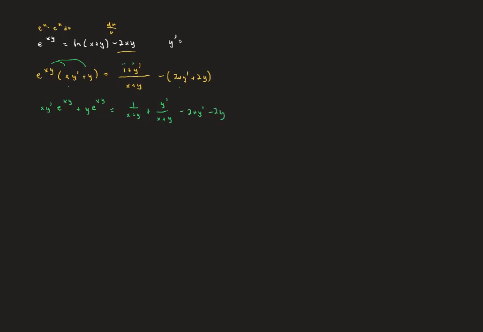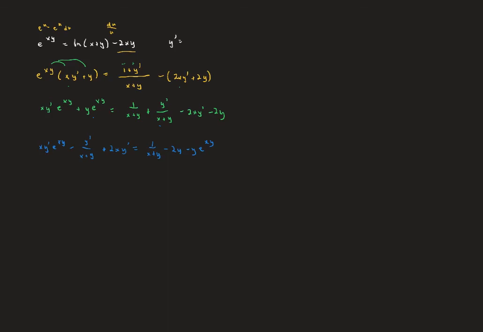Now we're making progress. So we're going to move the y primes. I'm going to just take them all to the left side. So we have xy prime e to the xy. I'm going to subtract the y prime over x plus y and add the 2xy prime all to the left side. Then we have that 1 over x plus y, the minus 2y, and I'm going to subtract that y e to the xy that doesn't have a y prime in it to the right side.